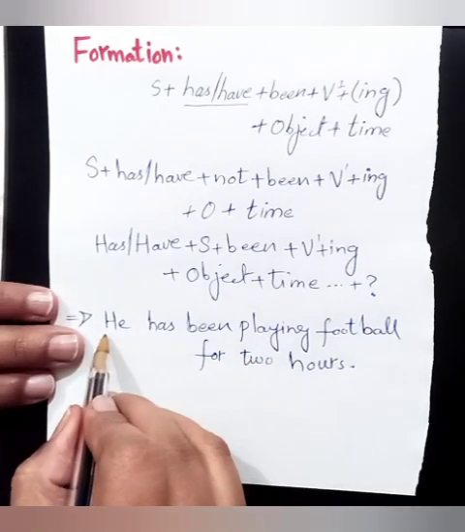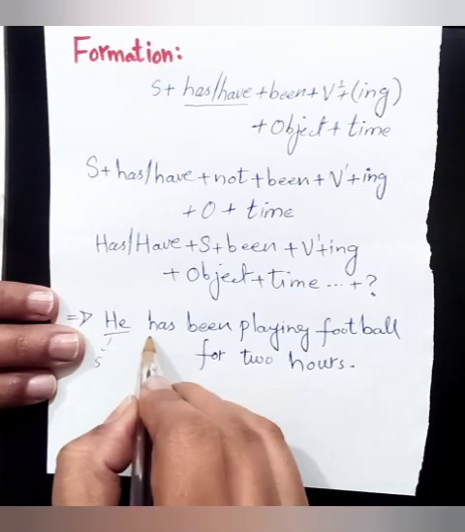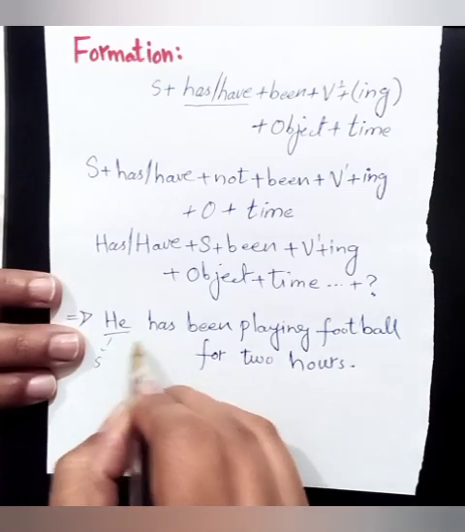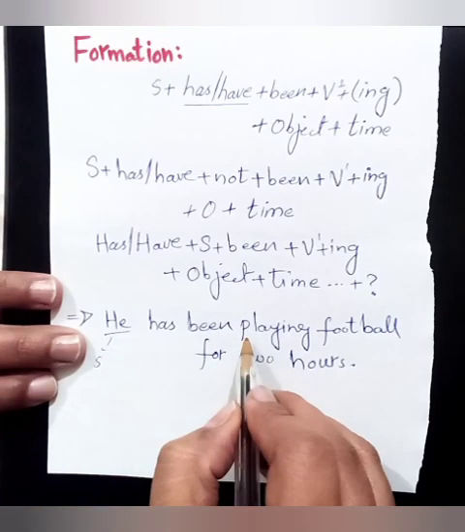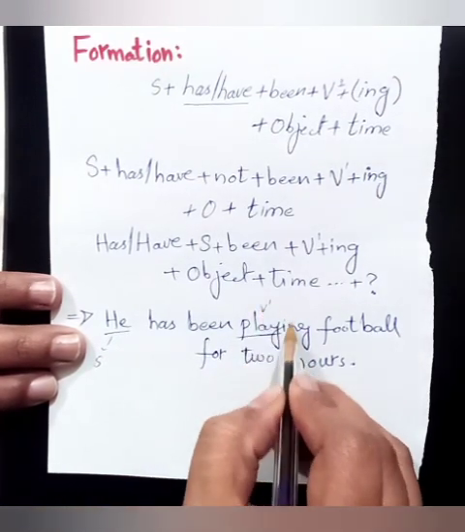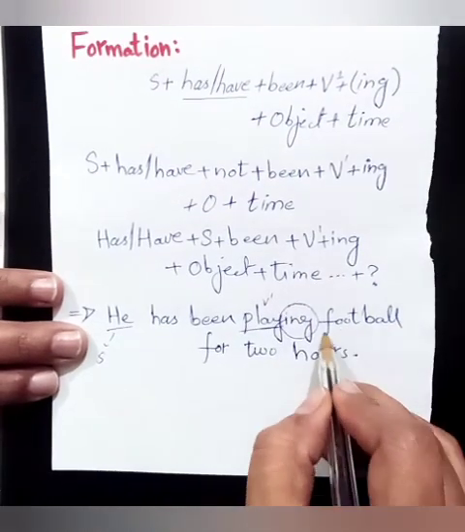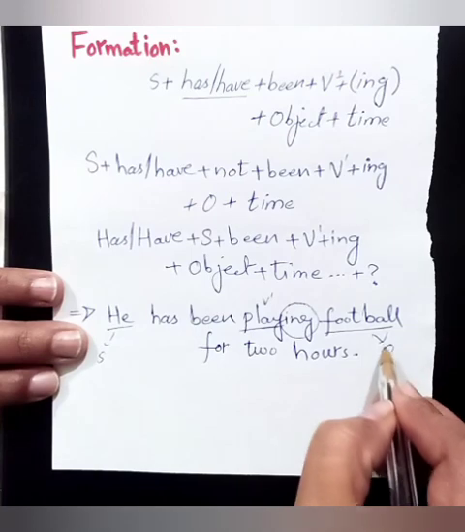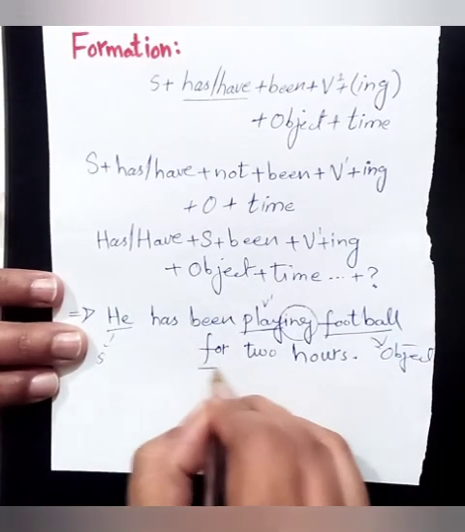Now this is our subject, right? We put has because our subject is singular. He has been playing, that is first form of verb V1 plus ing. This is our object. Now what is this?